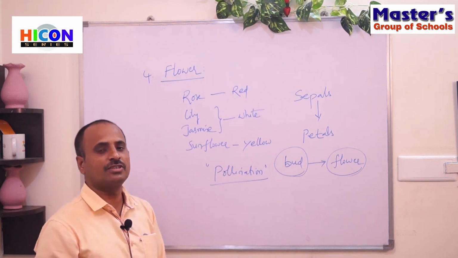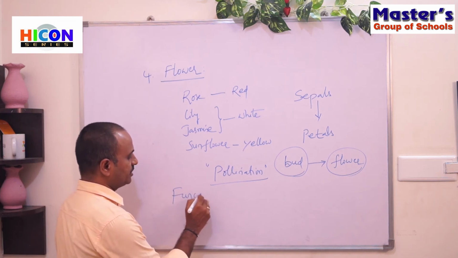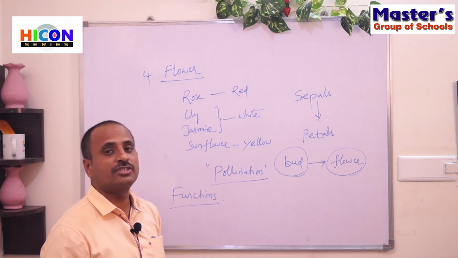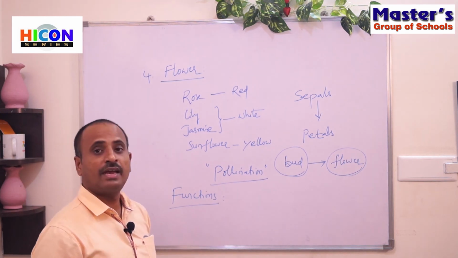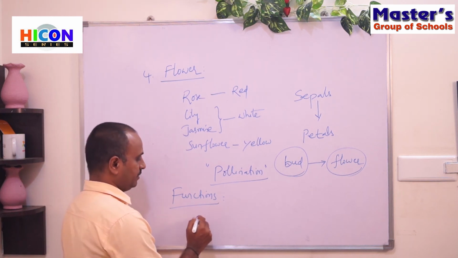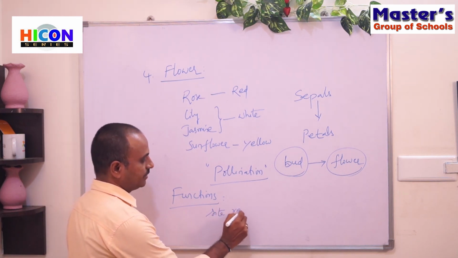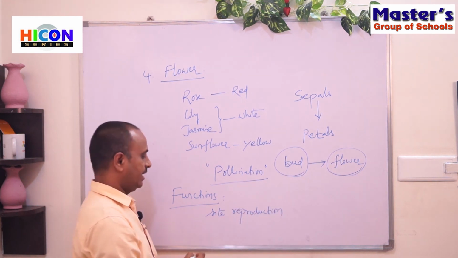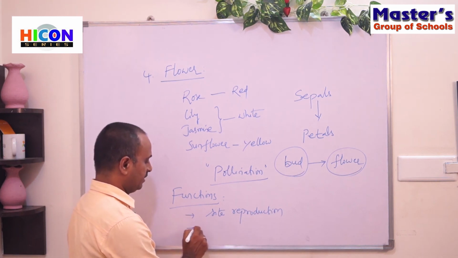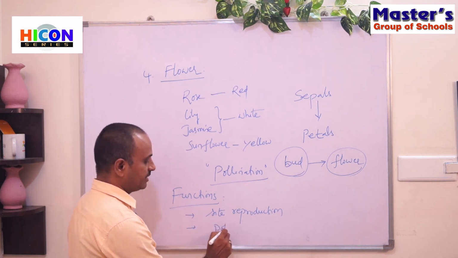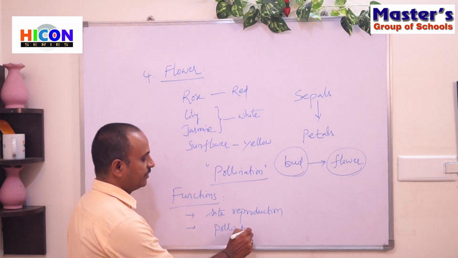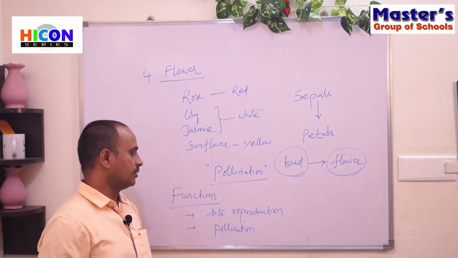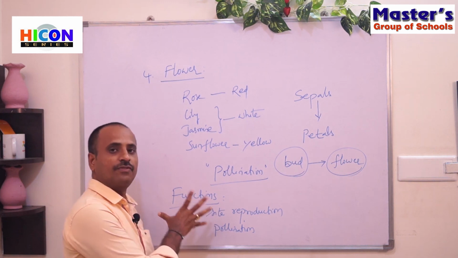Now, what are the functions of the flower? What are the main functions of the flower? So children, there are two functions for a flower. The first one, as we have discussed earlier, is reproduction. It is a site of reproduction, so mainly reproduction takes place with the help of flowers. And the second function is that pollination takes place in the flowers, with the help of insects. So these are the two functions of the flowers.